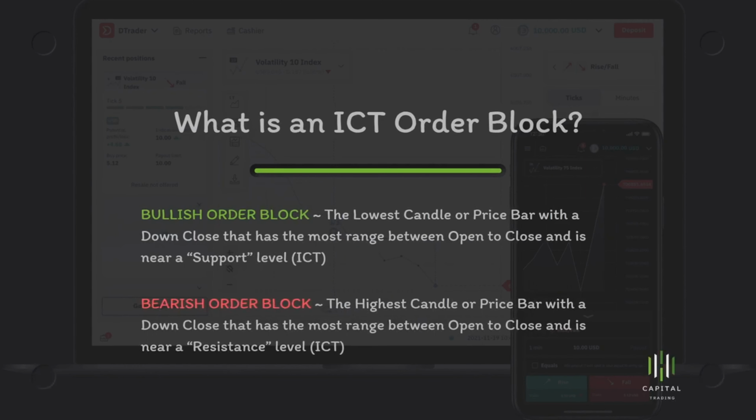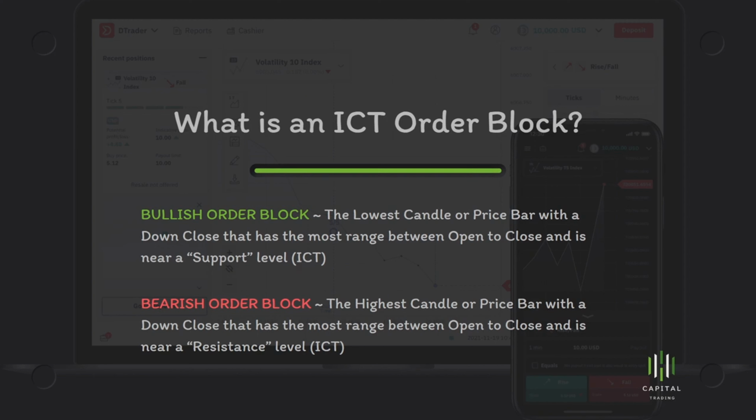We are going to start with the ICT order block. When we talk about the ICT order block, an order block is a theory that is famous. Almost every trader out there tries to mention an order block in their trading education or just in their trading journey. So we have two types of order blocks.